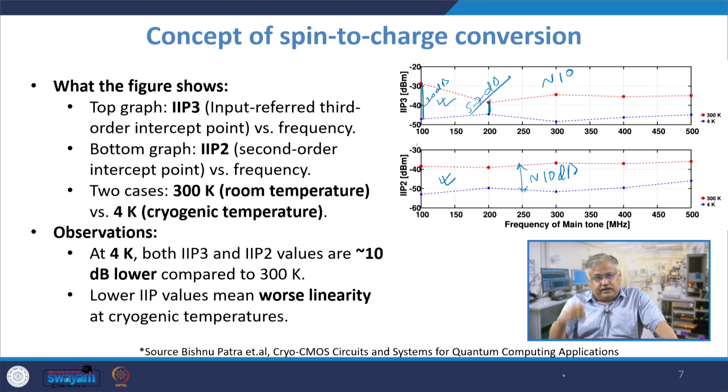So 4 Kelvin is 10 dB lower as compared to 300 Kelvin, and that adds to nonlinearity. When there is a nonlinearity, typically that nonlinearity increases the output noise also of the mixer, low noise amplifier and so on and so forth, which are basically frequency dependent components in the design. So this is the spin to charge conversion concept which we gave.